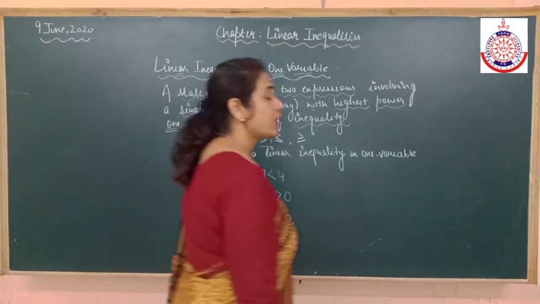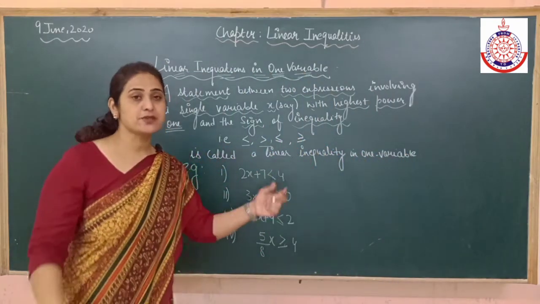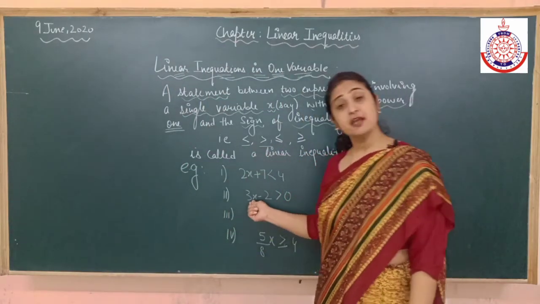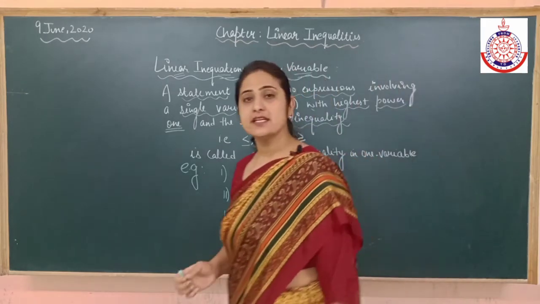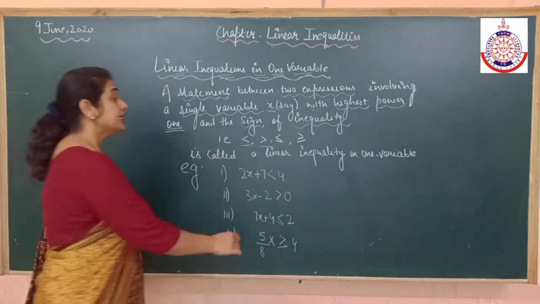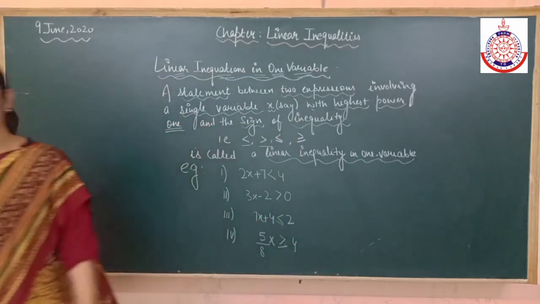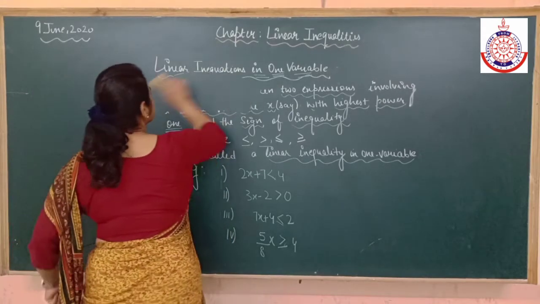Is it clear? So I hope the linear inequality in one variable is clear to everyone. A statement between two expressions which has one variable with the highest power 1, where any sign of inequality is used, is called a linear inequality in one variable. Alright, we are going to do the general forms of this. What are the general forms of linear inequalities? Let's do general forms.